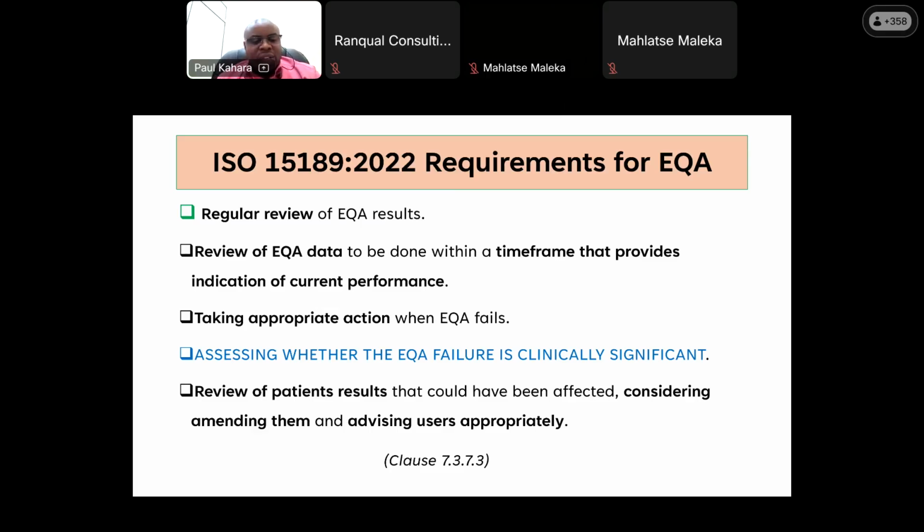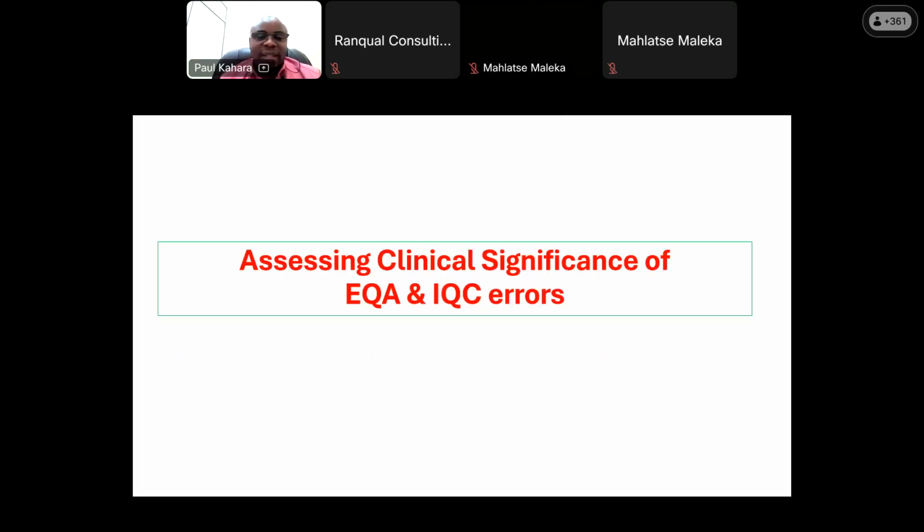The other requirement is about review of patient results that could have been affected and consider them for amendment, and also advising our users appropriately. So if you do an EQA today, then you receive the reports a week or 2 weeks after. The standard requires that we consider all the patient samples we released on this particular day that we ran the EQA, and see if this EQA failure could have been translated on patient samples and patient results as well.